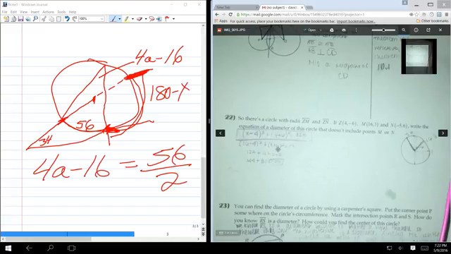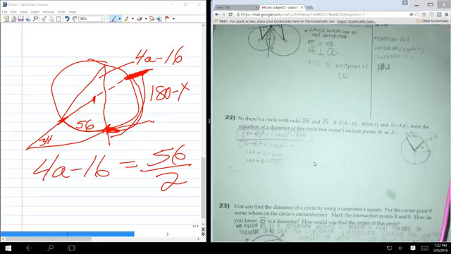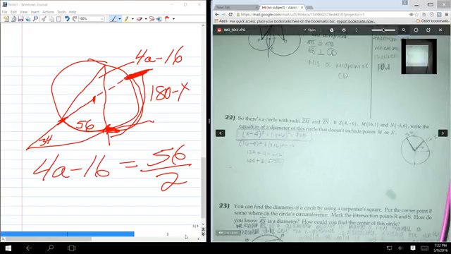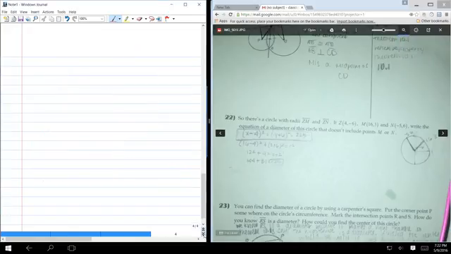Well, let's look at 22. We can go back and look at the proof also, but let's look at 22. It looks like it's going to take us 10 minutes to do 22.